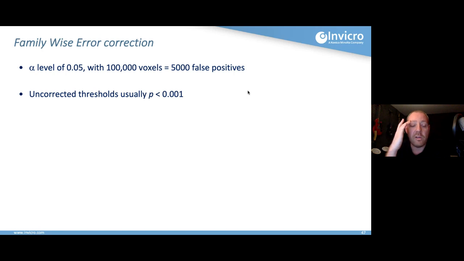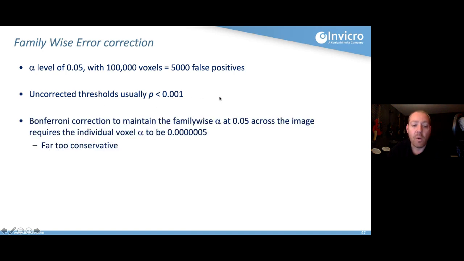What can you do about that? Well, you could just set your alpha level to be lower than normal. People often, not so much these days, used to use uncorrected thresholds of 0.001, or you can do some kind of explicit correction to account for that. The Bonferroni correction, the classic one that a lot of statisticians use for various things, divides your alpha level by the number of tests that you're doing. So with 100,000 voxels, your alpha level would have to be 0.0000005, which is very low and probably far too conservative.